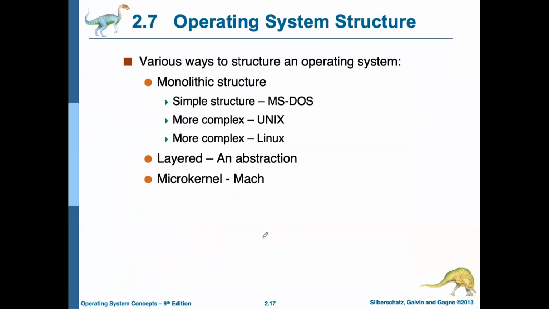Operating system structure. There are various ways to structure an operating system. Monolithic structure, meaning simple structure like MS-DOS. More complex is Unix, and more complex than Unix is Linux. And then layered, which is an abstraction. And then microkernel, like Mach.